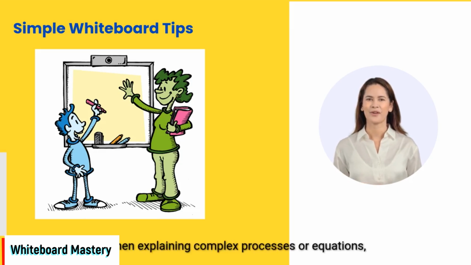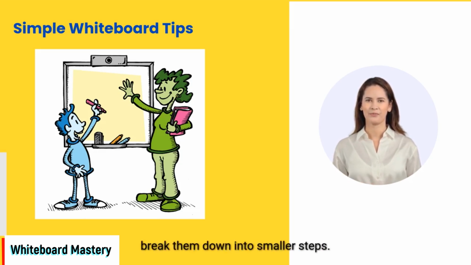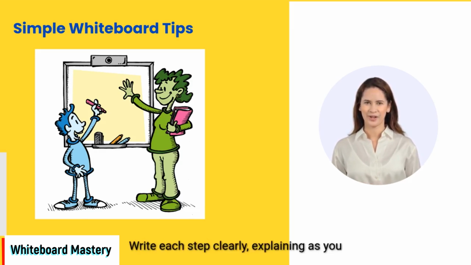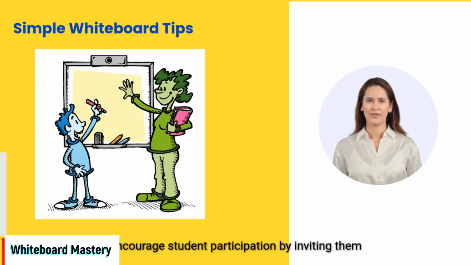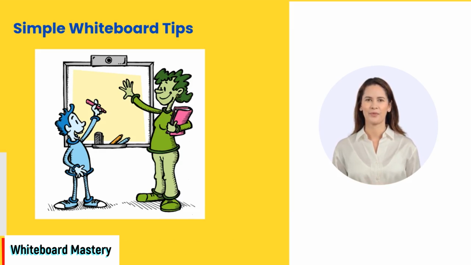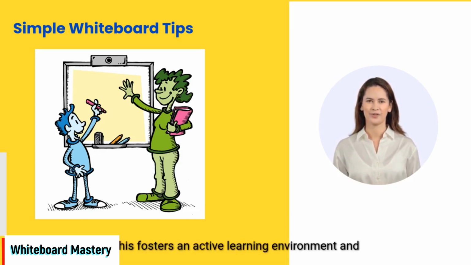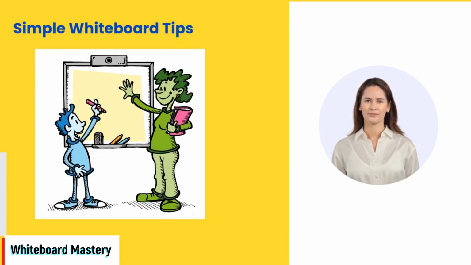When explaining complex processes or equations, break them down into smaller steps. Write each step clearly, explaining as you go. Encourage student participation by inviting them to come up and write on the board. This fosters an active learning environment and allows students to practice what they've learned.